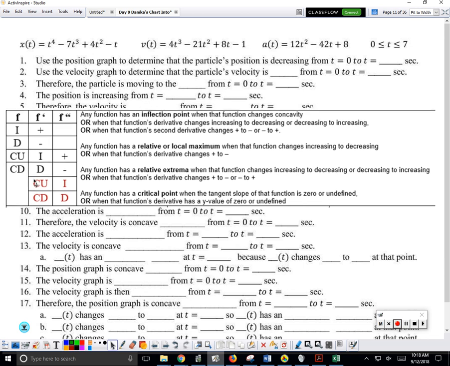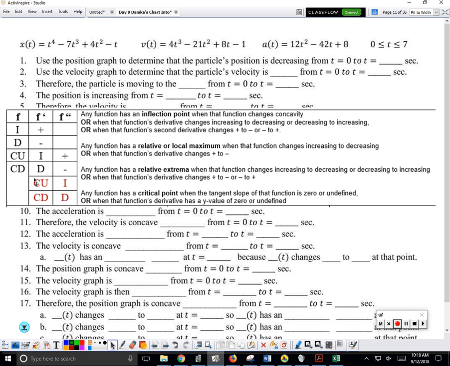Okay, number 10. Okay, 10 and 11 are now talking about the relationship that deals with concavity. So let's talk about that a little bit. It actually should have put 11 first, probably. The velocity is concave blank from 0 to this point.